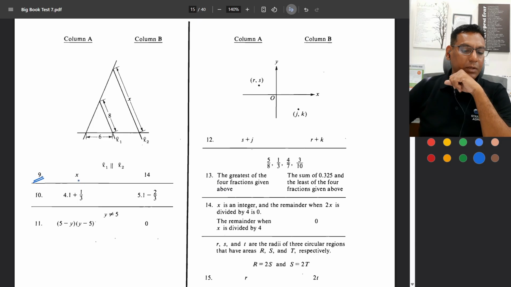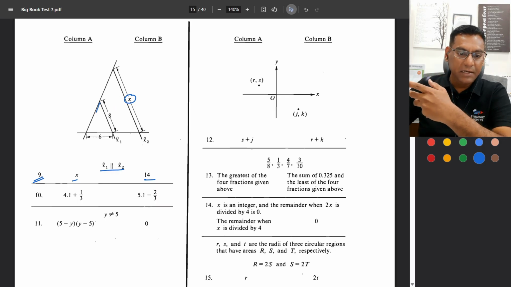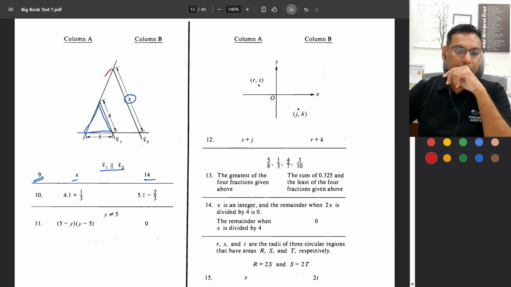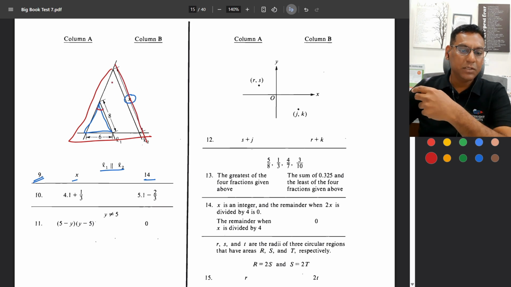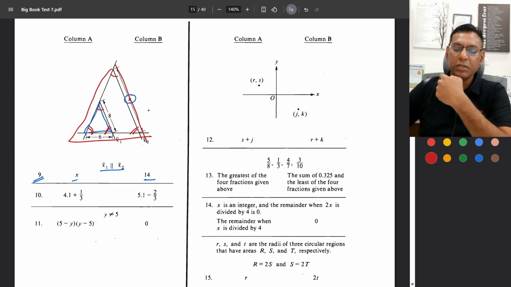Question 9. X and 14 I need to compare. Okay, x and 14. All right, where is x? X is here. What do I know? I know that these L1 and L2 are parallel. Basically what it means is that this triangle and this triangle are similar triangles, right? These are parallel, so these angles are going to be similar angles, and this angle is common in both triangles. Okay, so essentially angle, angle, angle, three angles same, those are similar triangles.